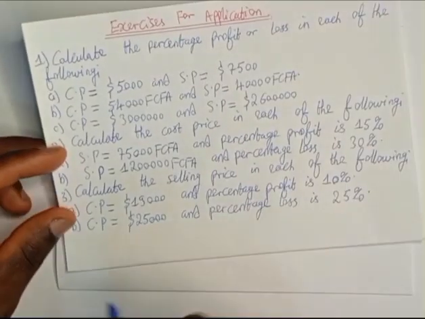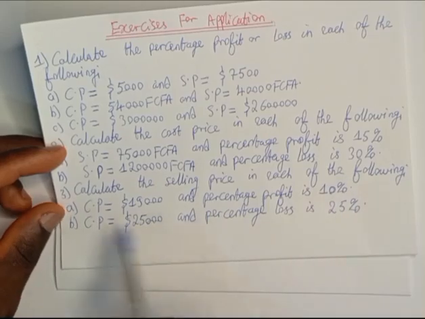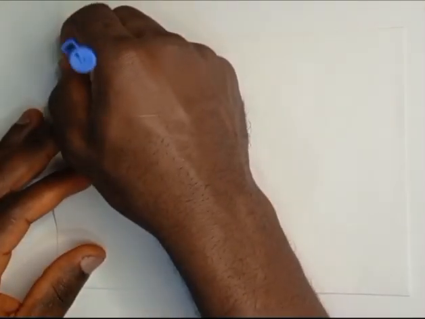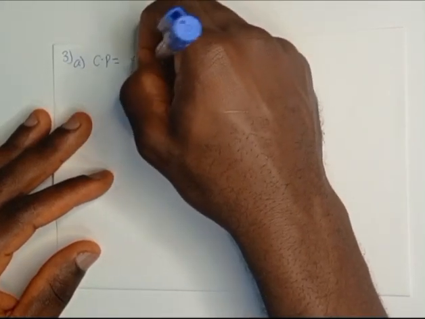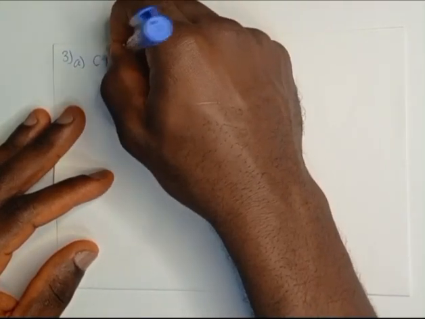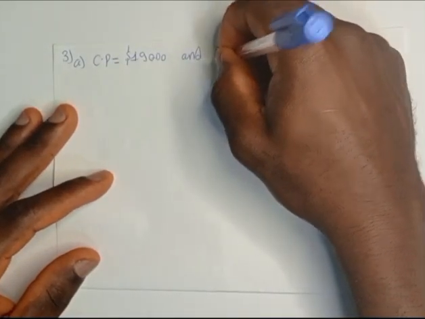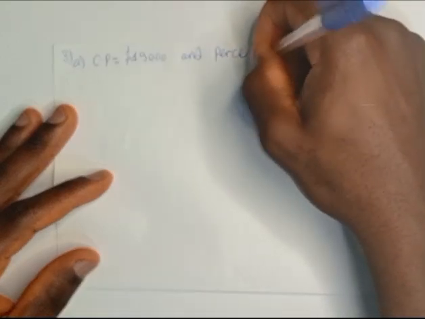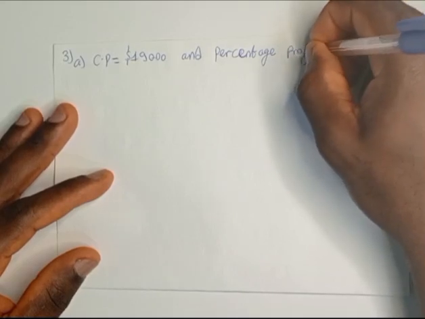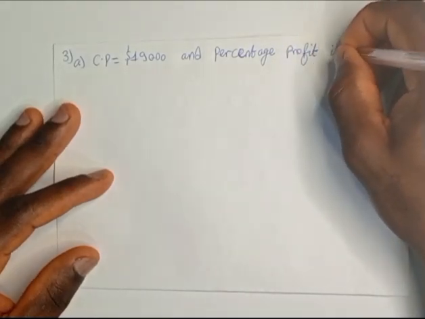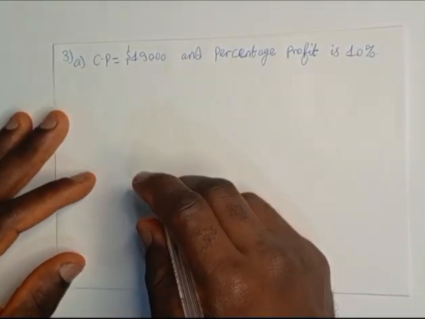Question 3. Calculate the selling price in each of the following. A, we have cost price is equal to $19,000 and the percentage profit is 10%. We are required to find the selling price.